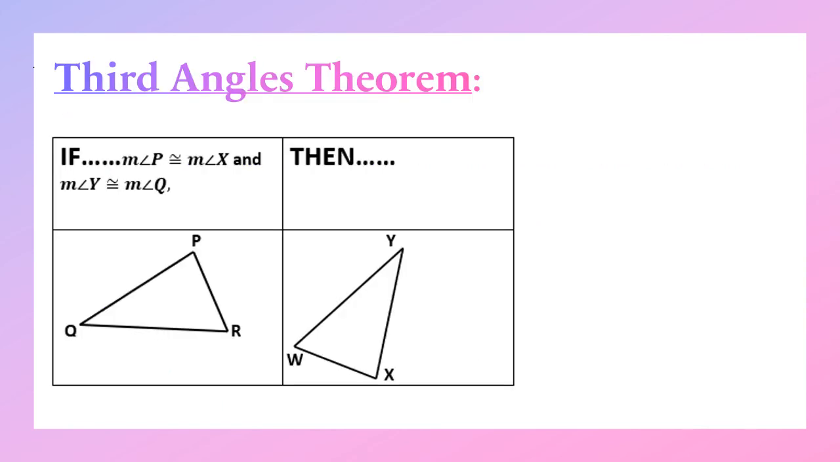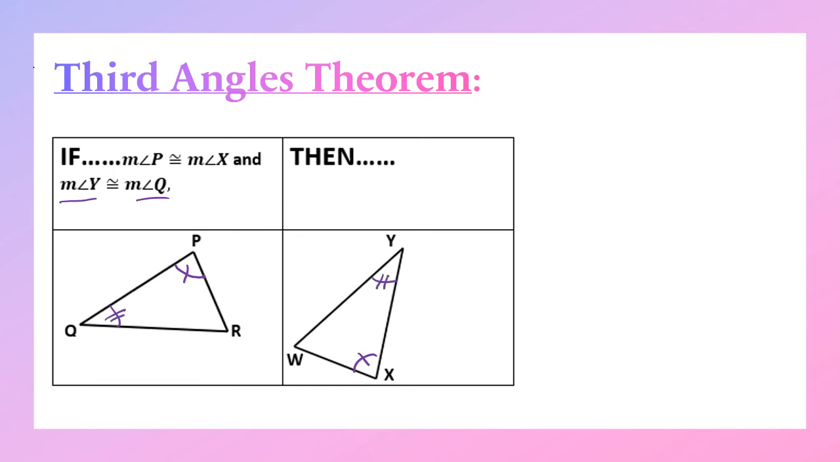The third angles theorem. The third angles theorem has to do with the angles of a triangle. So let's look at what it says. It says that if angle P is congruent to angle X, so I'm going to come down here on my picture and mark P is congruent to X. And it also says here that Y is congruent to Q. So Q and Y are the same.